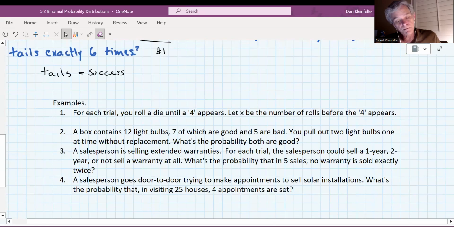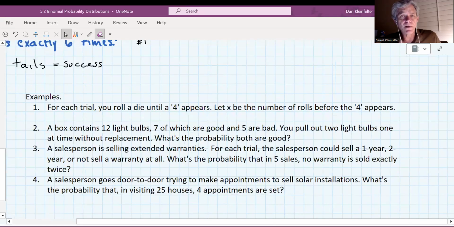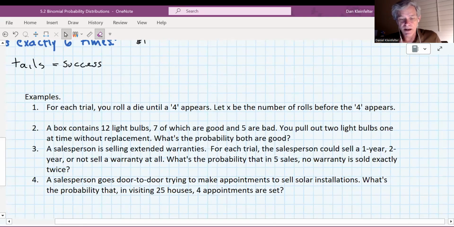Okay, for number 2, a box has 12 light bulbs, and we know somehow in advance that 7 are good and 5 are bad. We're going to pick out 2 light bulbs without replacement. So you're going to pick them out and keep them out, not putting the first one back before picking out the second one. So you just go to the box of 12 bulbs, pick out 2. What's the probability that both are good?